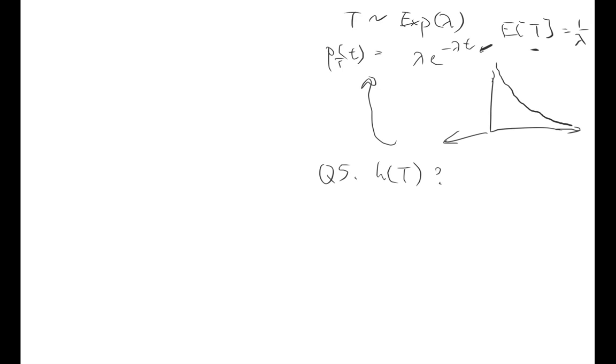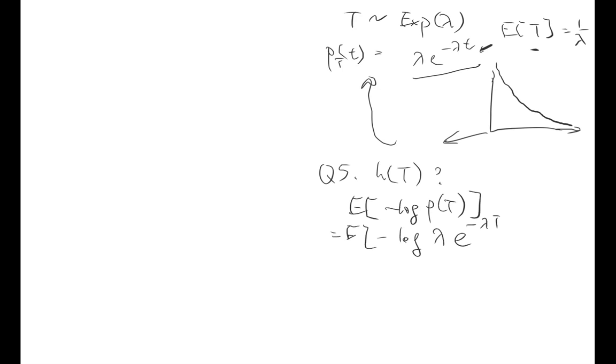And yeah, I guess it's okay. That's correct. Basically, it's very easy, right? You have the expectation again of minus log p(t), right? p(t) is this guy here. So it's equal to the expectation of minus log lambda minus lambda t here.